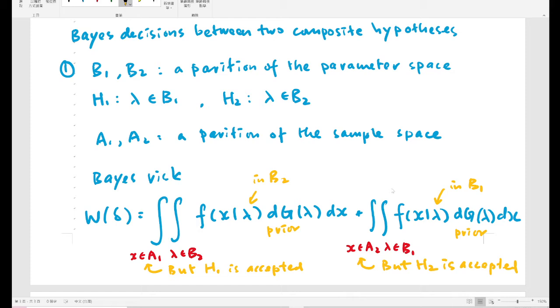The interpretation of the second term is similar. We accept H2 because X is in A2, okay? And when do we make a mistake? We make a mistake when, in fact, lambda is in B1, okay? So first, the inner integral, we take integration over lambda in B1, and we add up all the conditional likelihood with the weighting determined by the pi, and also the second integral is over the value of x in A2. So altogether this represents the cost of making a mistake when we accept H2.